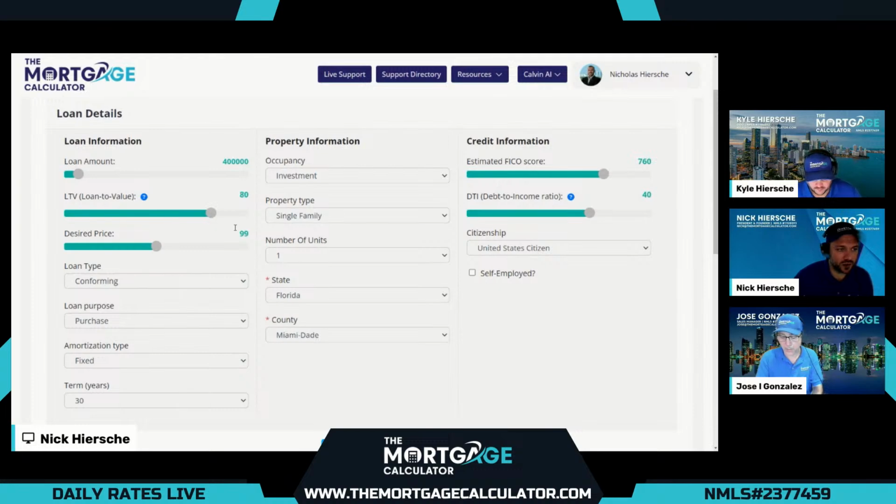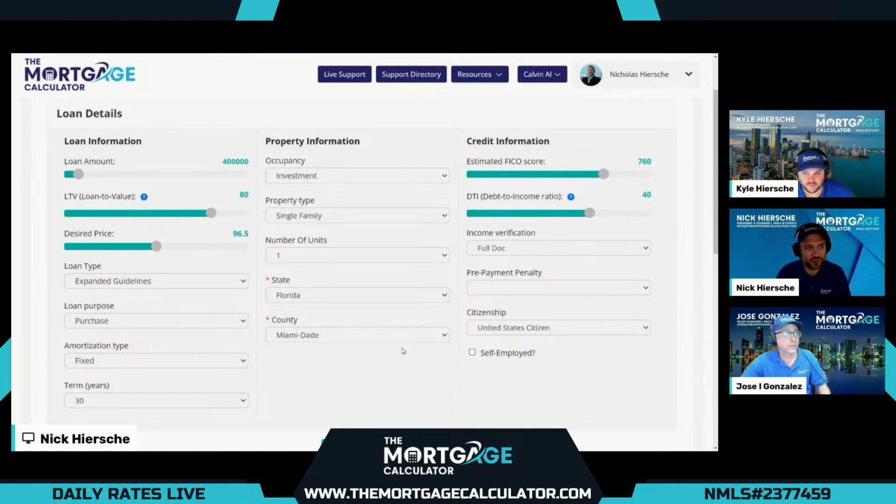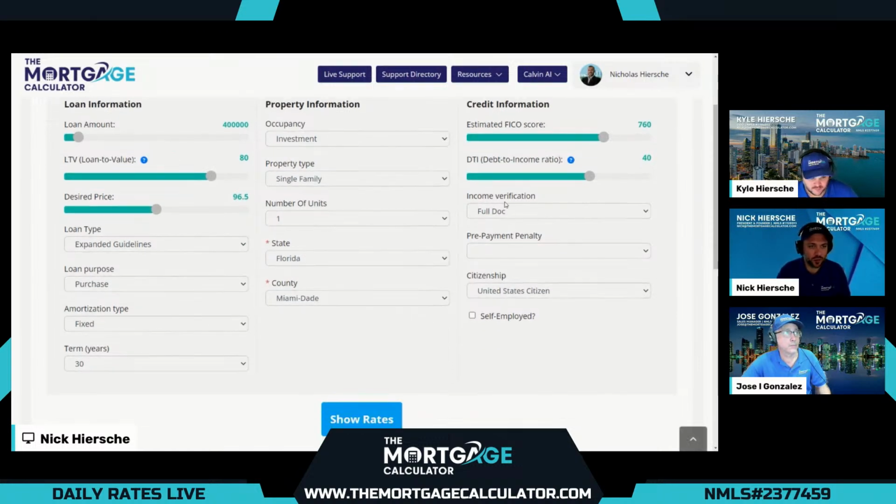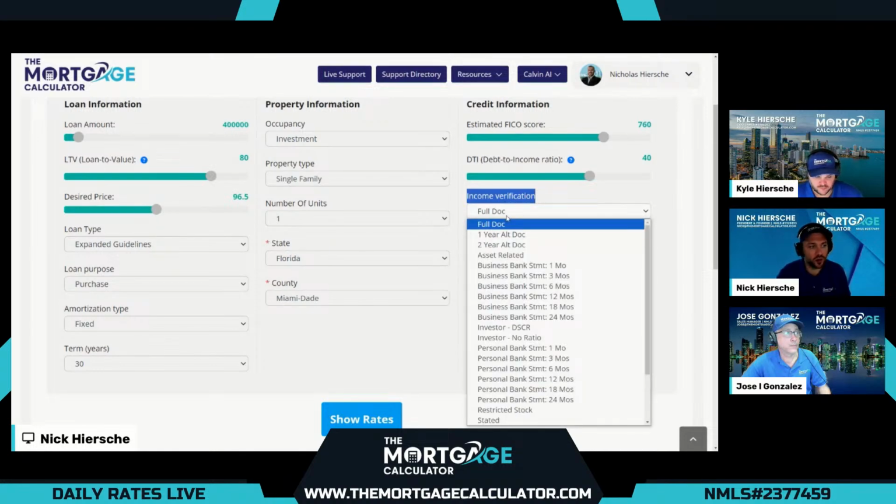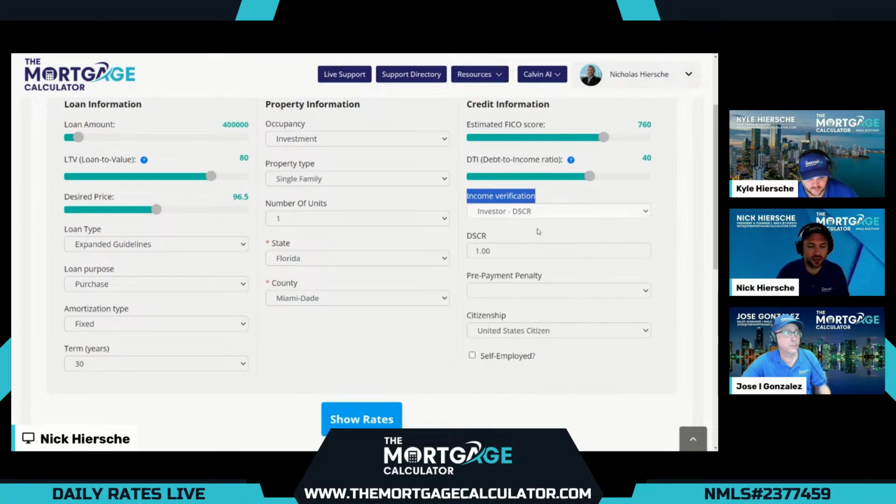So we'll set up our investment property, set up the same scenario, and this time we'll select expanded guidelines, also known as non-QM. For investment properties, we have a few options pop up here. First, we must select our income type. Most popular income type for a non-QM investment, and our most popular loan here is the DSCR option. That's because it doesn't require any income or employment info from our borrowers.